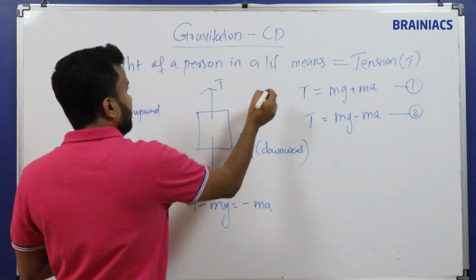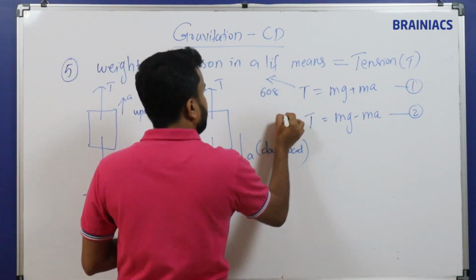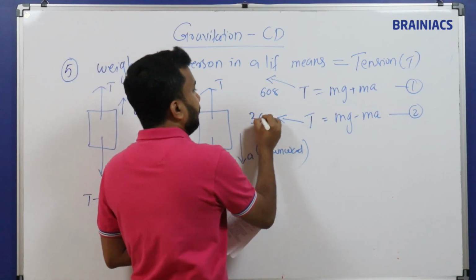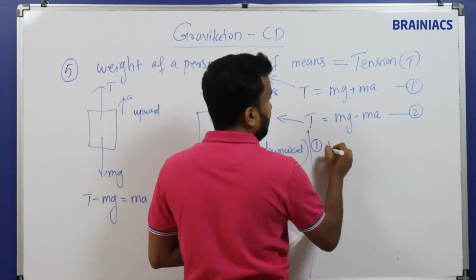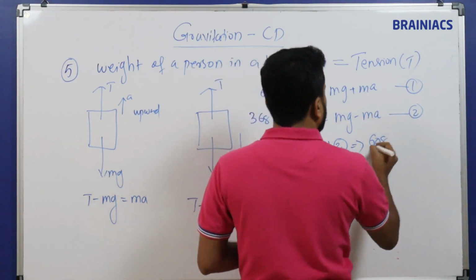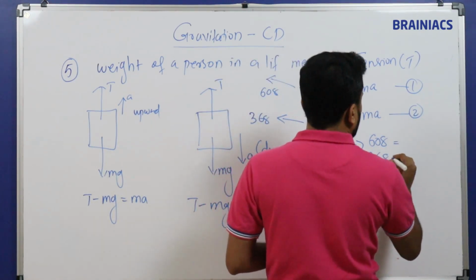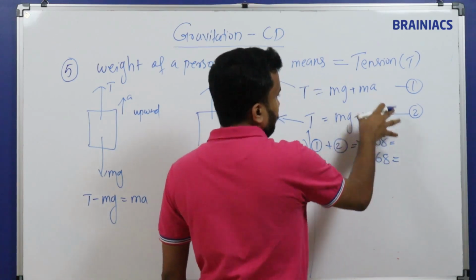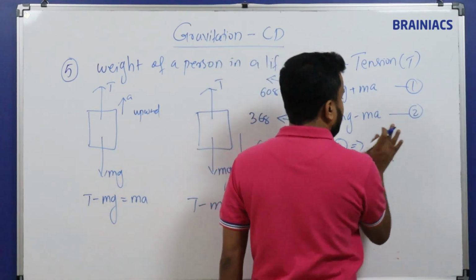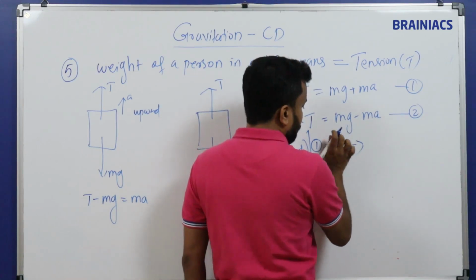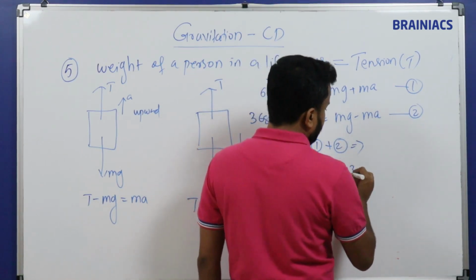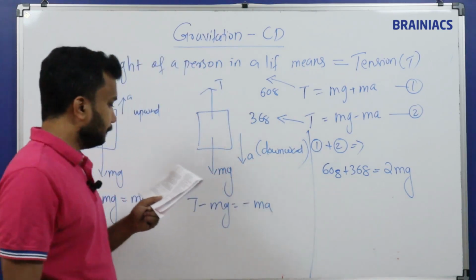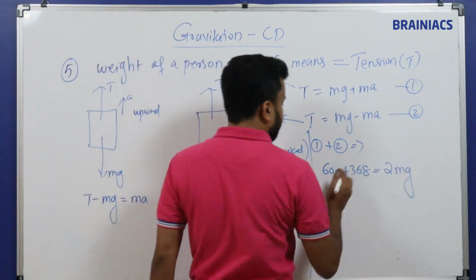These values are given in the question. First case, the value is 60. The second value is 36. Now, if I add these two equations, equation 1 plus equation 2, LHS will be added and RHS will be added. So 60 plus 36 is equal to mg plus mg, and ma cancels. So it becomes 2mg. What is the question? His normal weight. Normal weight means mg. I have to calculate mg.